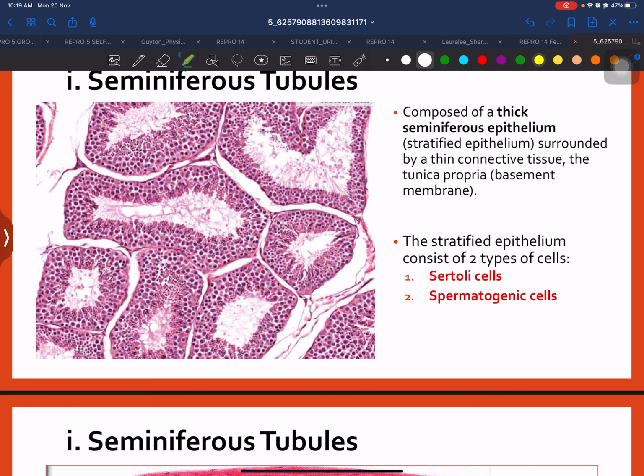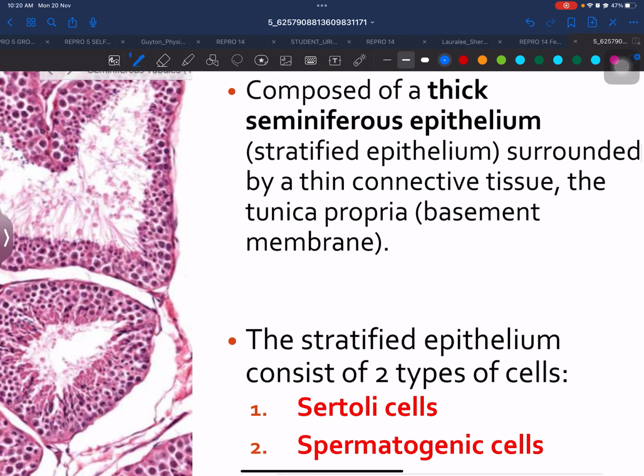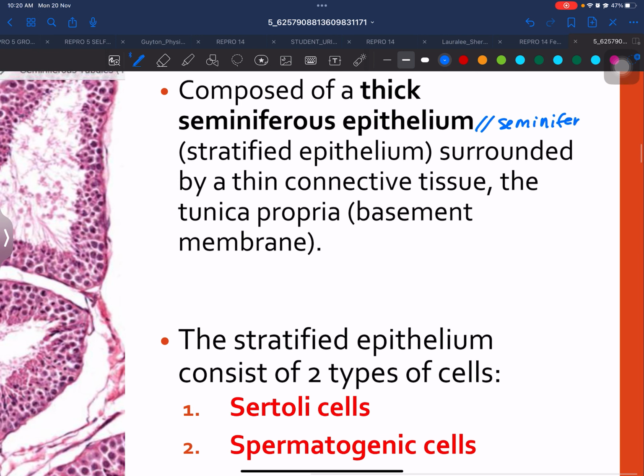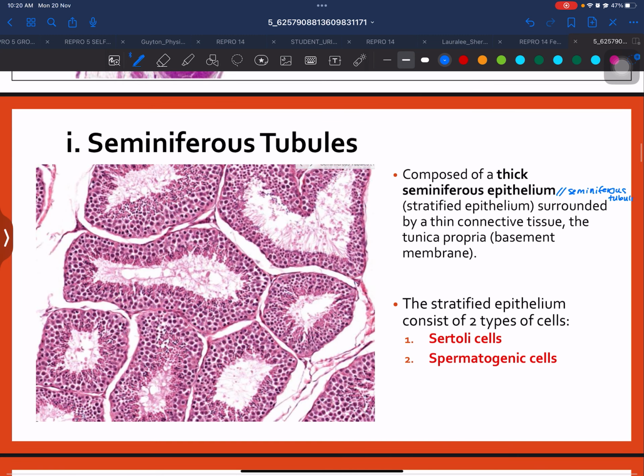Transitional epithelium, right? The other name is urothelium. Inside the seminiferous tubule, we call it seminiferous epithelium. So there are multiple layers. In these multiple layers of epithelium, we have the Sertoli cells and also spermatogenic cells. These seminiferous tubules are surrounded by thin connective tissue, the tunica propria, which we call the basement membrane.